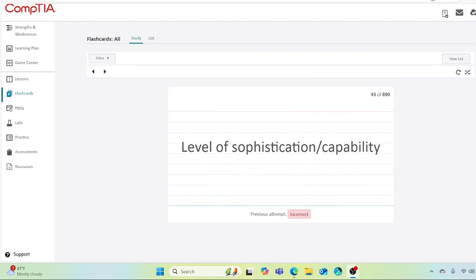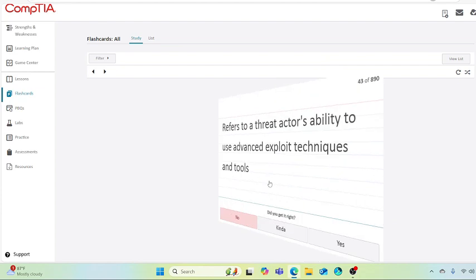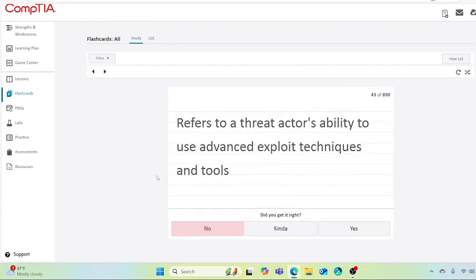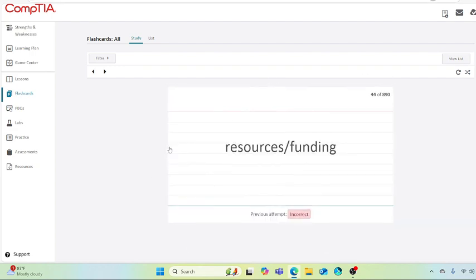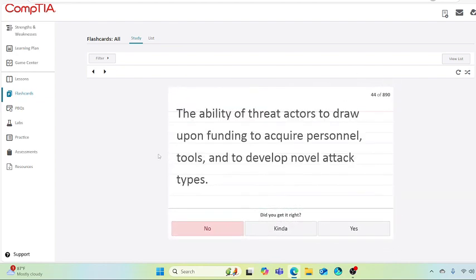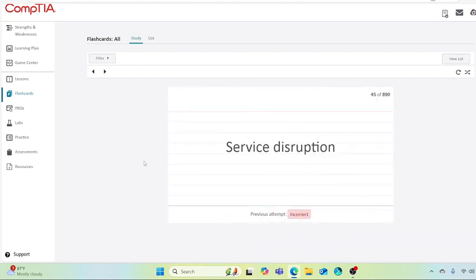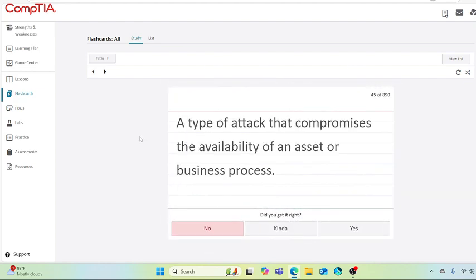Level of sophistication and capability. Refers to a threat actor's ability to use advanced exploit techniques and tools. Resources, funding. The ability of threat actors to draw upon funding to acquire personal tools and to develop novel attack types. Service disruption. A type of attack that compromises the availability of an asset or business process.